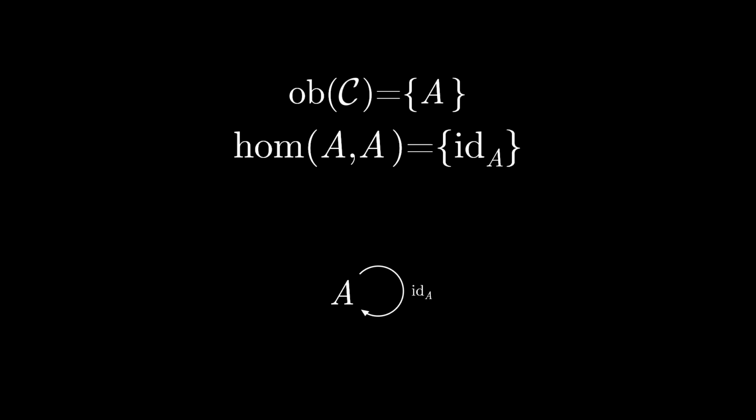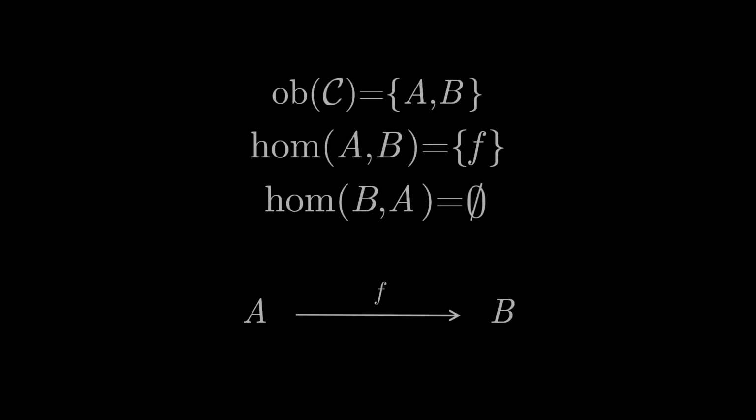And apart from the trivial category, we usually omit the identity morphism from these diagrams. Let the object class of C contain A and B, the Hom set of A and B contain f, and the Hom set of B and A be empty. This is the arrow category, consisting of a pair of objects and a single morphism between them, pointing in one direction only. So let's move on to some more interesting examples.